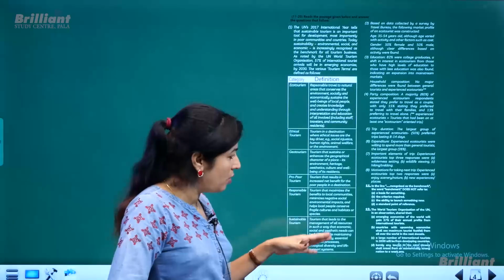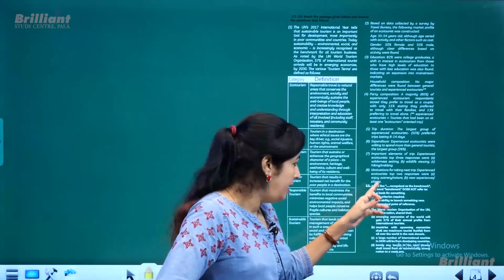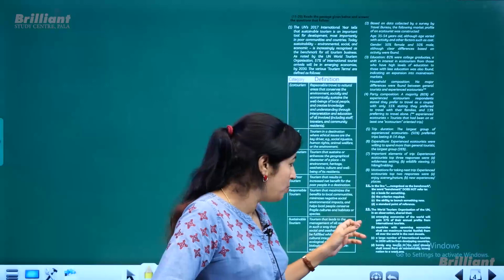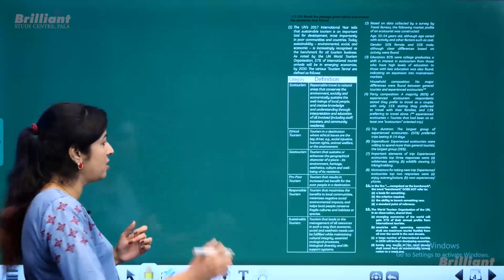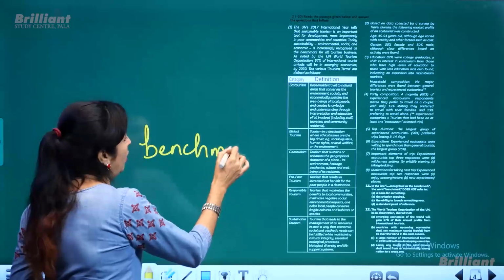So the 11th question, or the first question based on the second passage. In the line, dash recognized as the benchmark, the word benchmark does not mean. Benchmark. What is the meaning of benchmark?